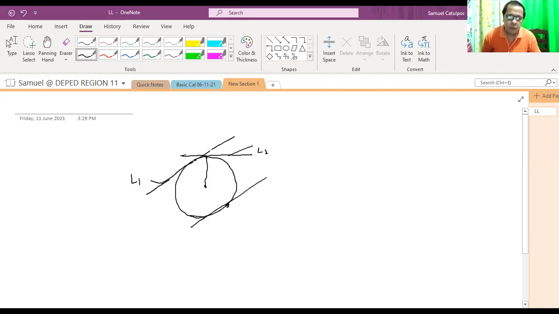So actually the meaning of tangent is touch. Tangent is touch. The Latin word tangere is the same as tangent, meaning touch me not. So a line that touches a curve, that is a tangent.